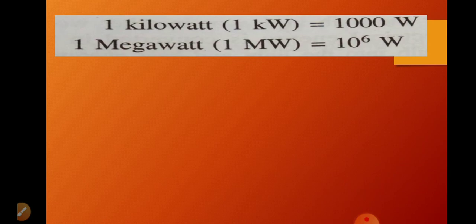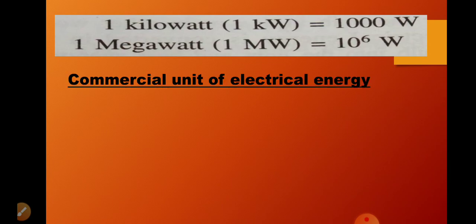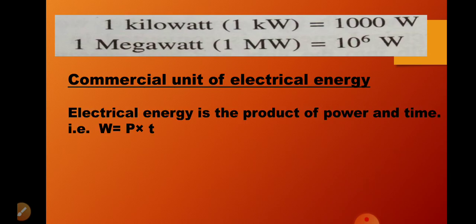Then in general, the commercial unit of electrical energy is used. Electric energy is nothing but the product of power and time, that is W is equal to P into T. The unit of power is watt and that of time is second, so the unit of electrical energy is watt into second.